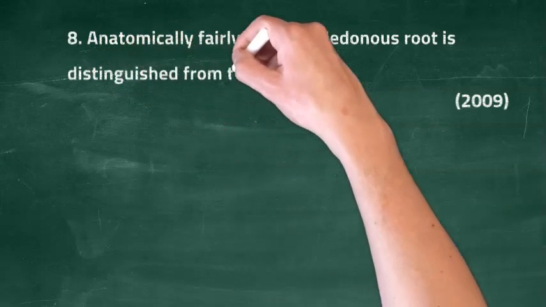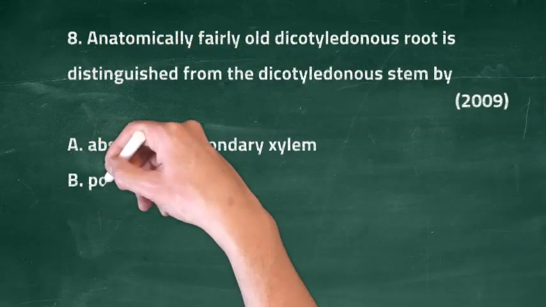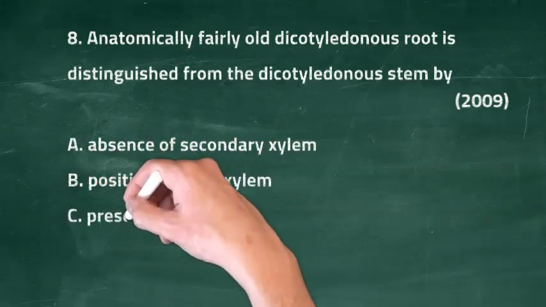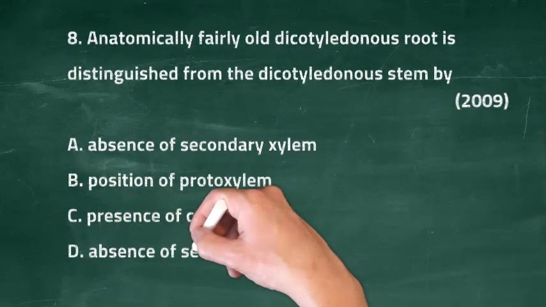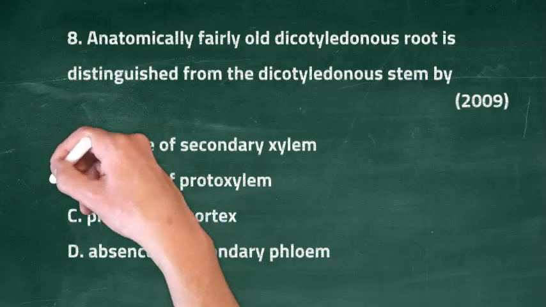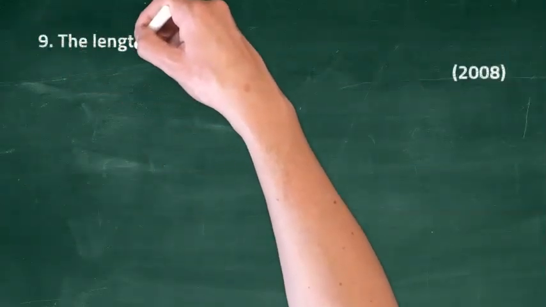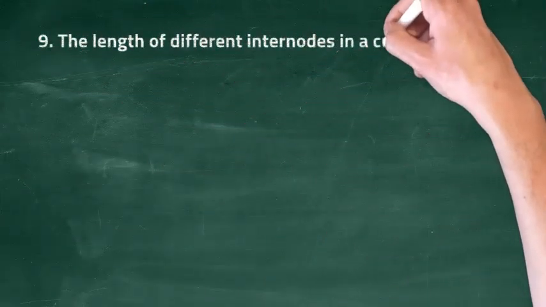Question 8. Anatomically, a fairly old dicotyledonous root is distinguished from the dicotyledonous stem by: option A is absence of secondary xylem, option B is position of protoxylem, option C is presence of cortex, and option D is absence of secondary phloem. The right answer is option B, position of protoxylem.